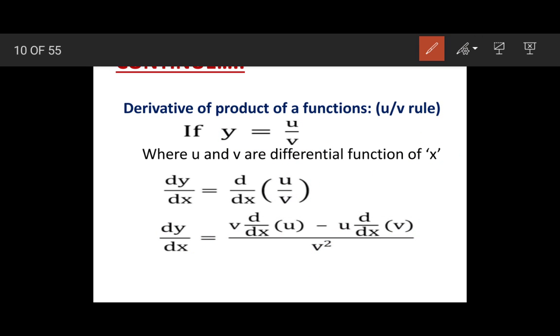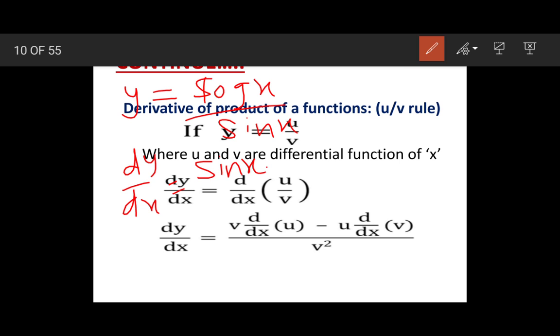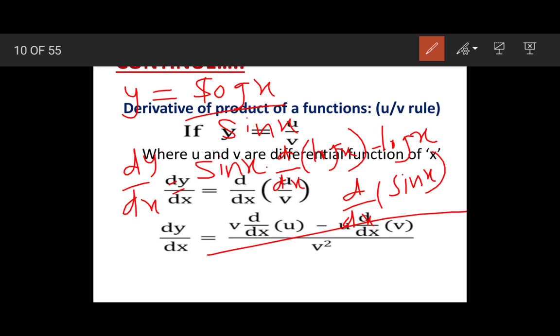Now let us see the example. Suppose y is equal to log x upon sin x. Then dy upon dx will be, we have to start from the denominator, so write sin x into derivative of log x, minus log x into derivative of sin x, whole upon sin x whole square. Like this you have to find the derivative of log x upon sin x.